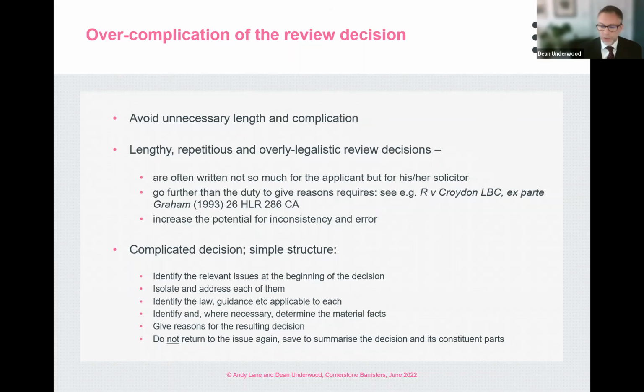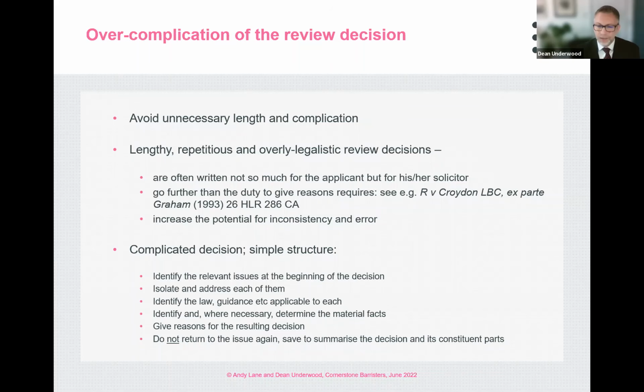And in doing so, identify the law, the guidance, and, for example, where necessary, the case law that is applicable to each. But do avoid providing a treatise on the law, because in doing so, it's not uncommon for local authorities to come unstuck. Having done so, identify where necessary what the material facts are, and where there is a dispute as to the facts, determine them, giving reasons for why you prefer one version of events as opposed to the other. And then give reasons, sufficient reasons for the resulting decision, so that the applicant can understand why you have decided in a particular way.